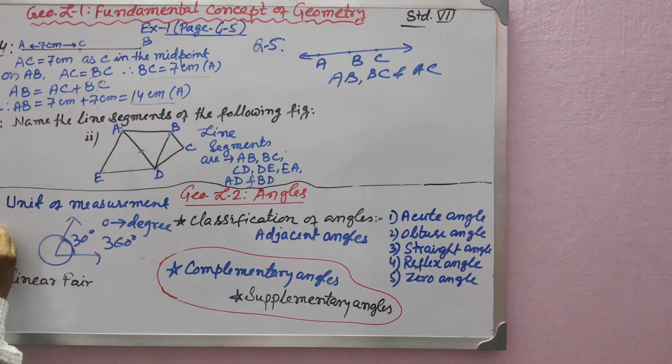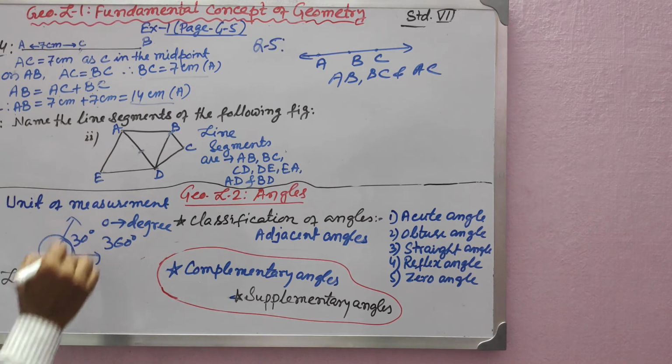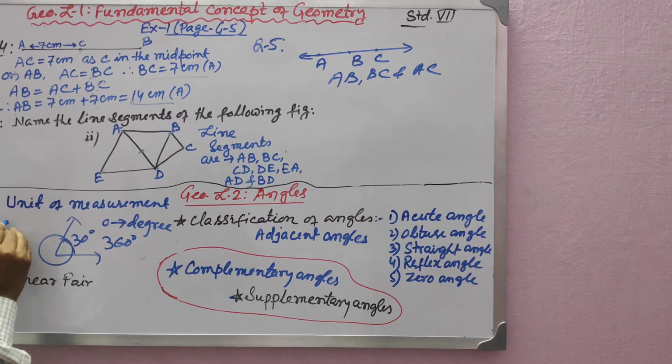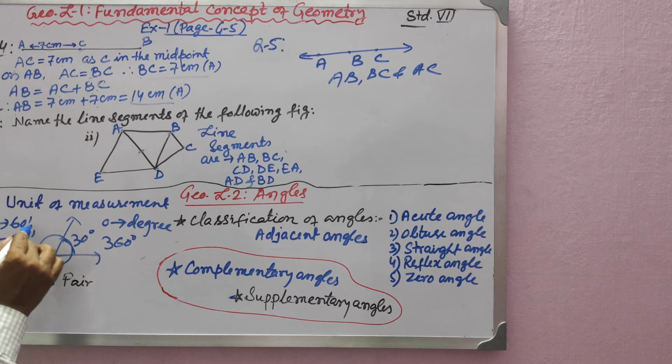So a degree has a small unit, like 60. One degree has 60 minutes, and one minute has 60 seconds. Could you understand me? You remember that one degree is 60 minutes, and a minute is symbolized like this, and a second is symbolized with two dots. So one minute is equal to 60 seconds.